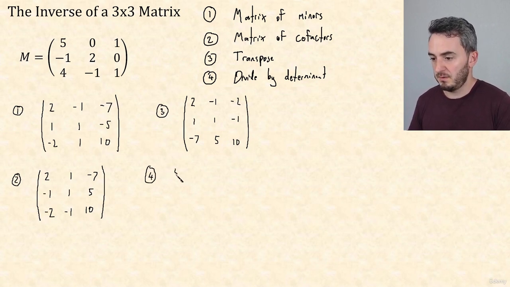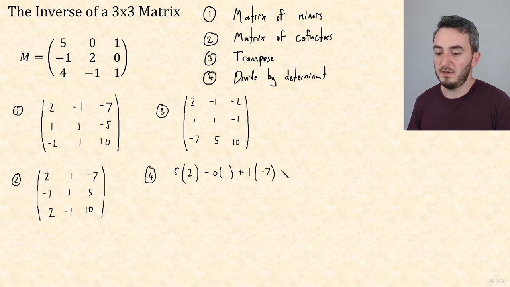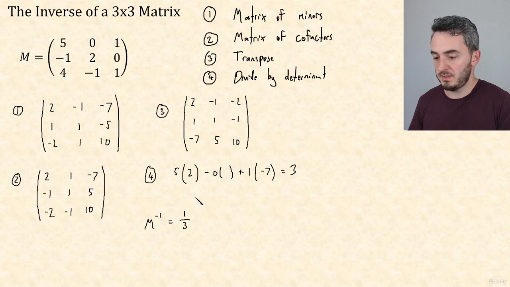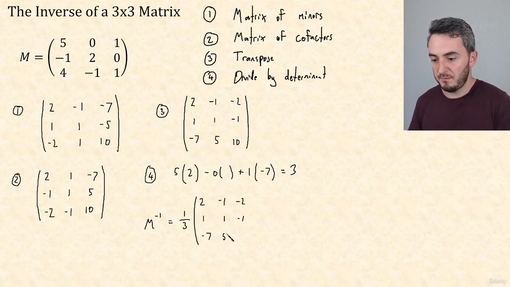So that's 5 multiplied by the submatrix determinant here, which is 2. Then it's minus, well, it's 0 times whatever, so it doesn't matter. And then it's plus 1 times the submatrix here, which is 1 minus 8. So that's minus 7. So we have 10 minus 7 is 3, which means that the inverse of this matrix, m to the minus 1, is, and it's 1 over the determinant, so a third, and then 2, minus 1, minus 2, 1, 1, minus 1, minus 7, 5, 10.